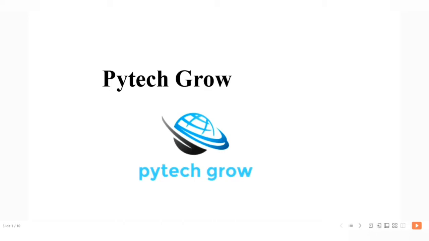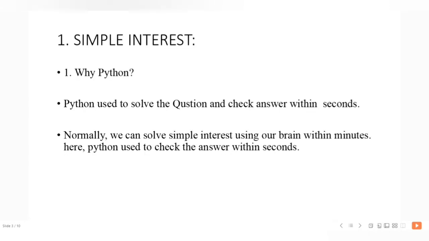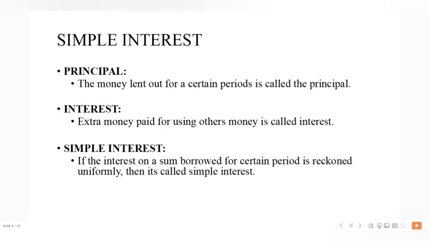In this tutorial, we are going to teach about Python for Aptitude. Our first program is find the simple interest. Why Python? Python is used to solve the question and check the answer within seconds. Normally we can solve the simple interest question using our brain within minutes. Here Python is used to check the answer within seconds.